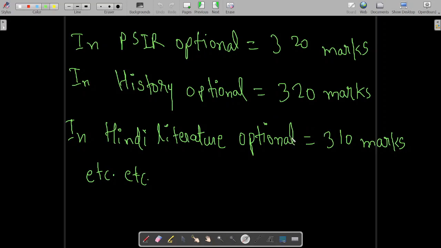Why only 310 in Hindi literature optional? Because in Hindi you have matras, okay? Whether you put a chhoti i matra or badi i matra, chhota u matra or bada u matra, all those things matter a lot in Hindi literature optional. Chandra Bindu also matters, Anuswar also matters. Because it is language, in Hindi literature optional you can score a maximum of 310 marks.